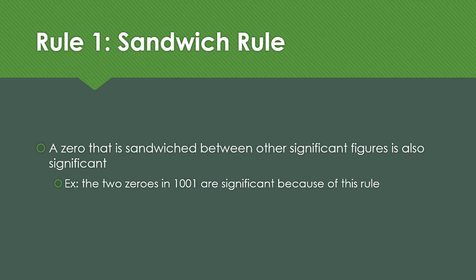Rule 1 we'll call the sandwich rule. Basically, if a zero is sandwiched between two other significant figures, it also becomes significant. For example, in the number 1001, the two zeros in the middle are sandwiched between the ones on either side. So therefore, those zeros must also be significant. So there are a total of 4 significant figures in the number 1001.